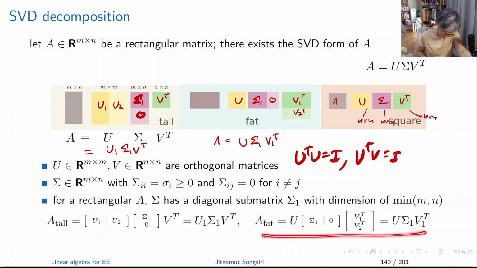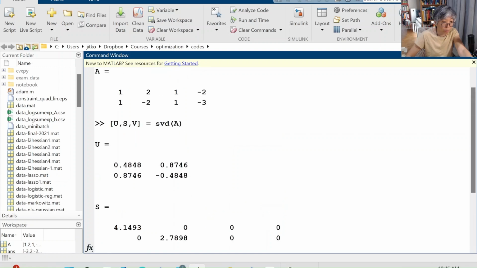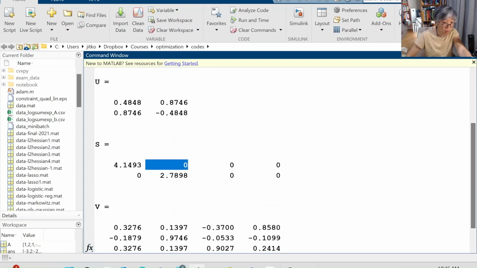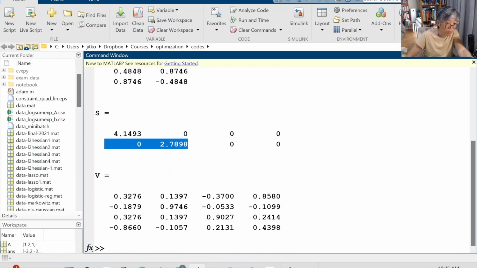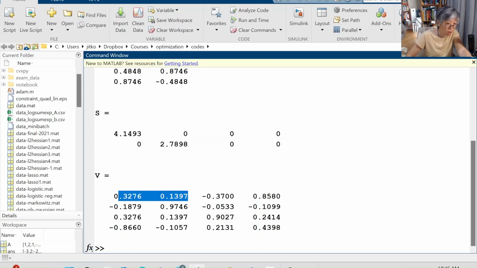In the fat case, your sigma is partitioned into two blocks, and the rightmost block is entirely 0, so you're going to need only U, sigma 1, and V1. So this is my sigma 1. Sigma 1 is going to be the leftmost block, and V1 is going to be the first two columns. All right, the first two columns.